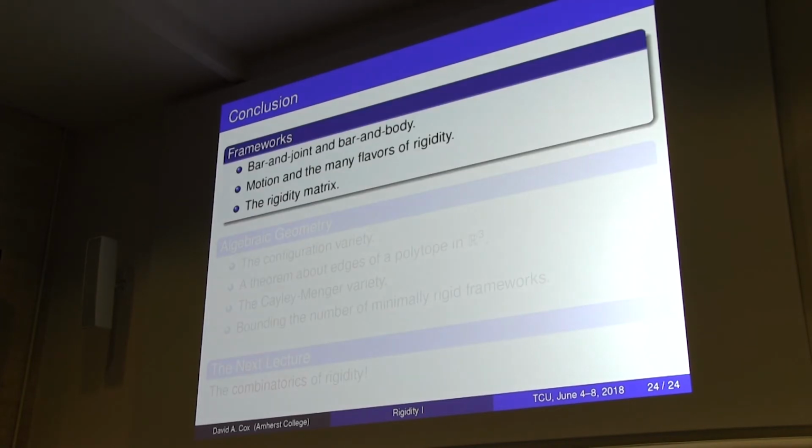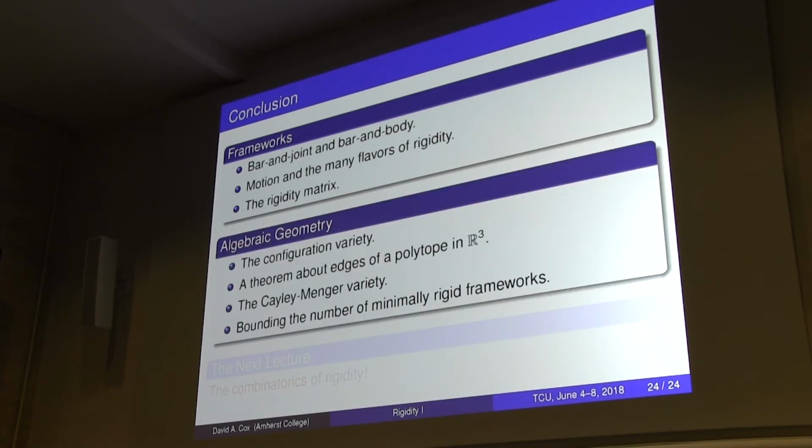And so the conclusion, just to remind you of what we did: I talked about the bar and joint frameworks, the bar and body. We talked about what motion means and the various flavors of rigidity. And we saw the rigidity matrix is a pretty good object. And then also we talked about some algebraic geometry, and we had a configuration variety.